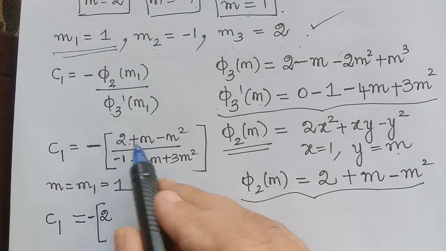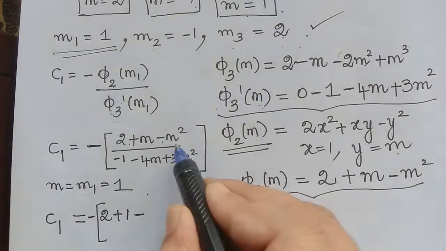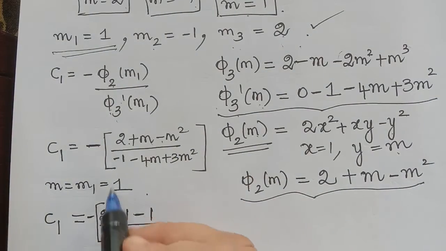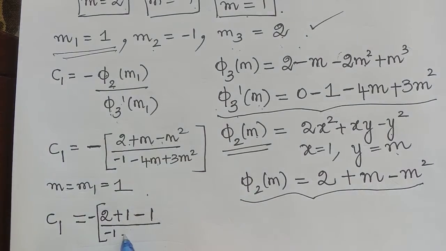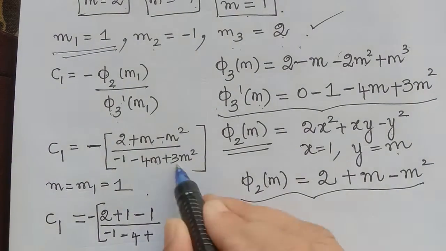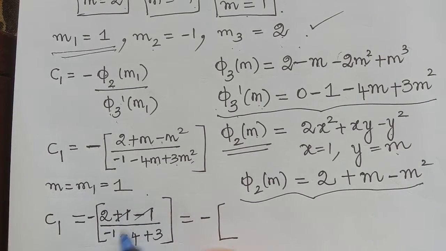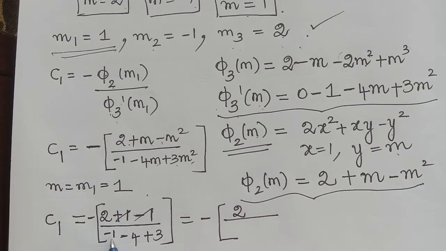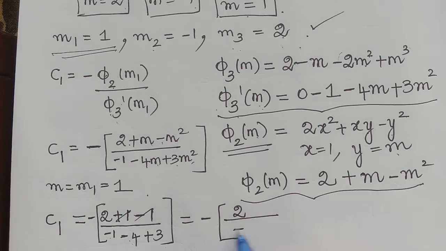So negative of 2 plus m is what? 1. So 2 plus 1 minus 1 divided by, because 1 square is 1 only, divided by minus 1, and then when you substitute m equal to 1 here, you get minus 4 plus 3 into 1, so 3. And so that will be equal to minus of, this plus 1 and minus 1 will get cancelled and you will have 2 in the numerator, divided by, what is minus 1 minus 4? It is minus 5. Minus 5 plus 3 you should do. So you will be getting minus 2.